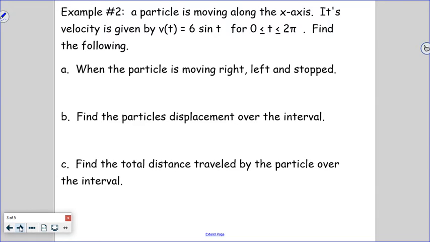Its velocity is given by v of t equals 6 sine t, for 0 less than or equal to t less than or equal to 2 pi. Find when your particle is moving right, when it's moving left, and when it is stopped. And then we'll move on from there to find our displacement and our total distance.